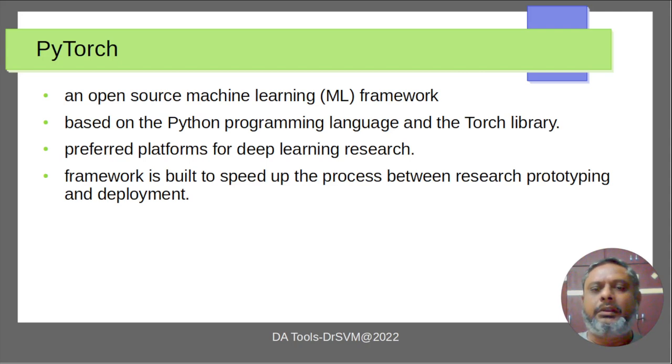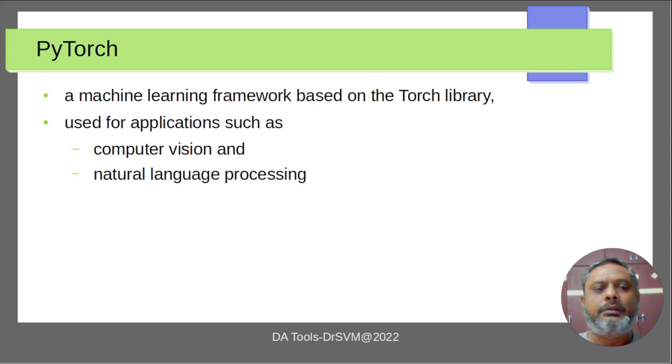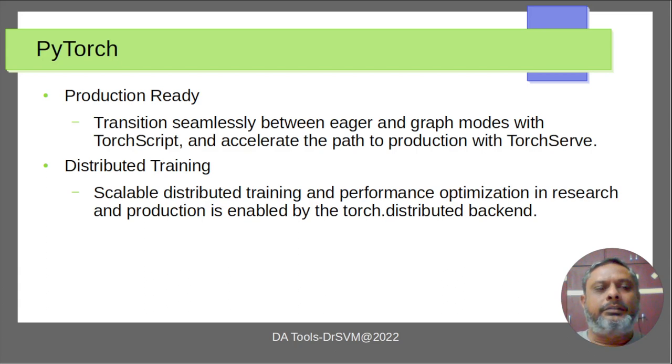So this is a favorite of the researchers because it narrows down the process between prototyping and the deployment. It's commonly used for computer vision and natural language processing applications. So it's production ready, with a seamless transition between eager and graph modes with TorchScript. Accelerate the path to production with TorchServe.